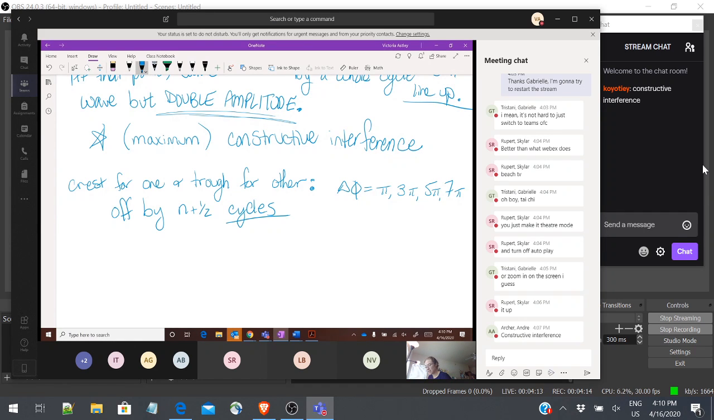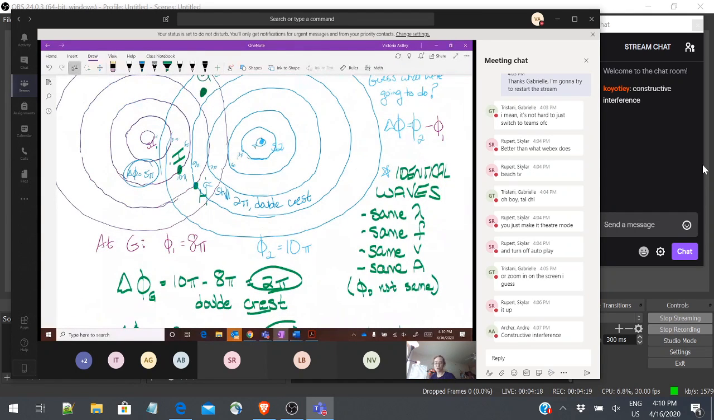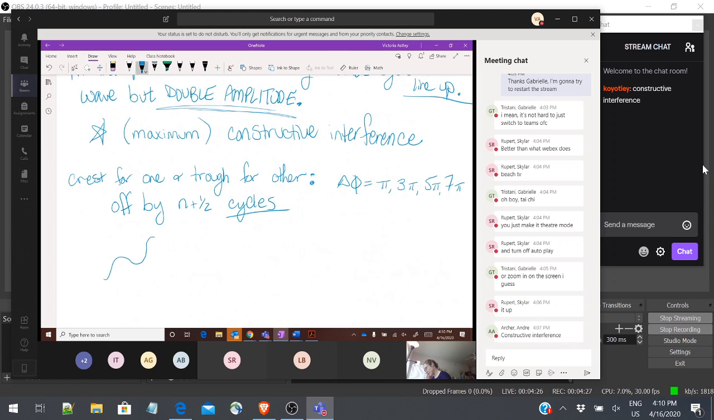So just like for the crest and crest, right? It'll go double crest, double trough, double crest, double trough. If they are out of line, this crest arrives at the same time as this trough. This trough arrives at the same time as this crest. This crest arrives at the same time as this trough. Our crests and troughs will line up. And we always get 0.